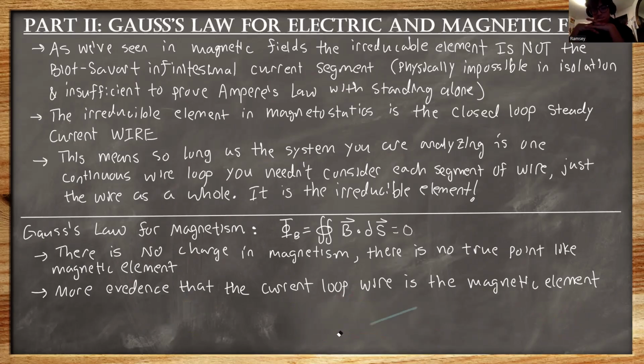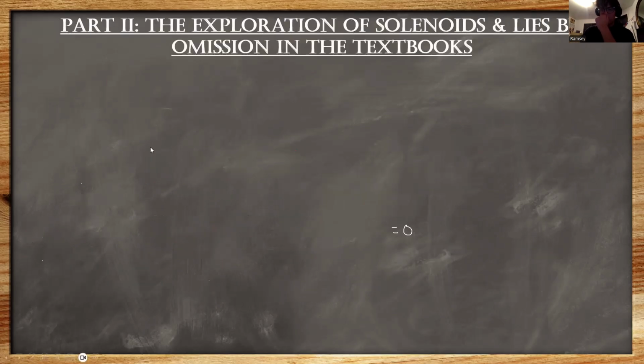So I thought that was a cool connection. Also because Stokes' theorem is what takes Ampere's law on the integral scale and takes it down to the differential form. Right, so there's a lot of similarities here. And like I said, this Gauss's law for magnetism is just more evidence that I think the current loop wire is the true irreducible element in magnetism. And with that, now we can actually answer your question.